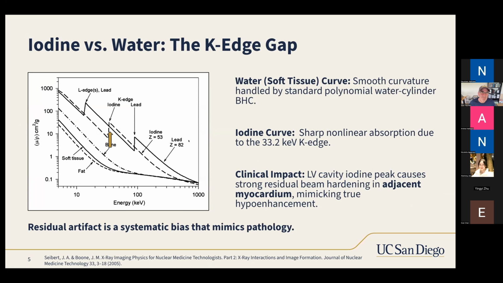So why is iodine uniquely problematic even though standard beam hardening correction already exists? Standard BHC uses a polynomial correction calibrated for water, which has a smooth, gently decreasing attenuation curve across the clinical energy range. Iodine is different. It has a sharp K-edge at 33.2 keV in the 30 to 40 range. Its attenuation can be 40 to 100 times stronger than water, depending on concentration. This creates a dramatic nonlinear absorption that the water-based correction cannot fully handle. When the LV contains high concentration iodine during first pass perfusion imaging, the actual beam hardening is much stronger than what the correction expects. The residual artifact falls directly onto the adjacent myocardium, producing a dark shadow that mimics hyperenhancement from ischemia. This is why we rarely see this issue in routine coronary CTA. Its contrast is more diluted.